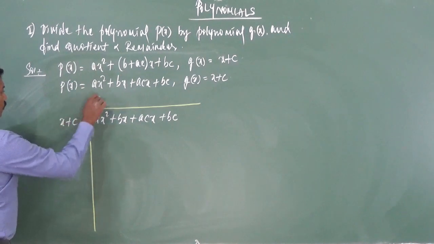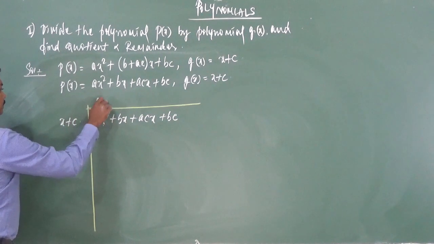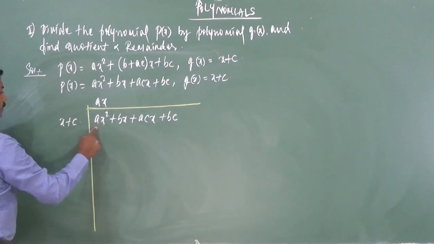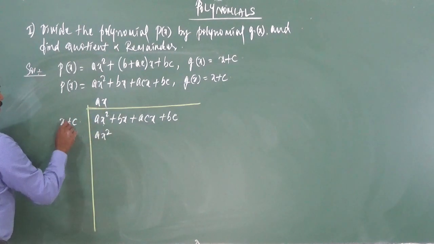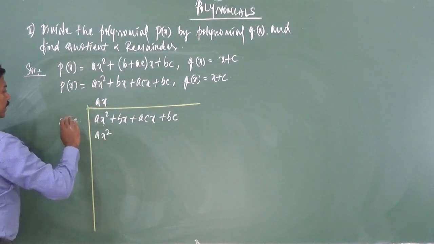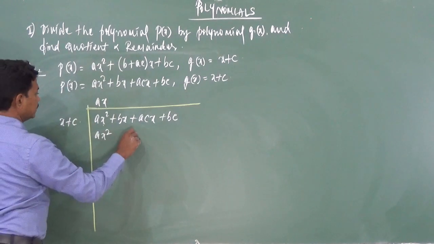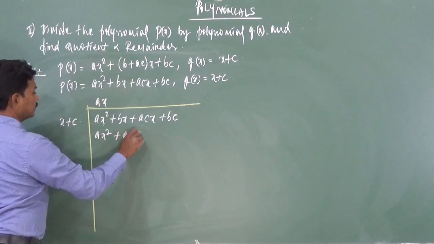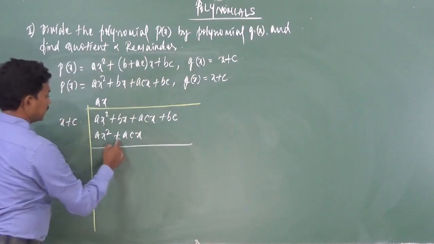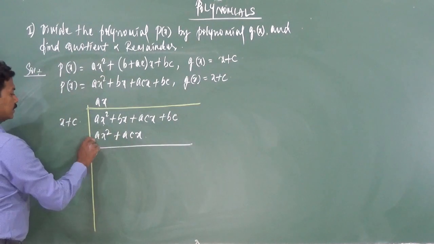x into what gives you ax square? So that is ax. x into ax is ax square, plus c into ax is acx. So we can write it here, plus acx. So we'll subtract this from this. So sign changes.